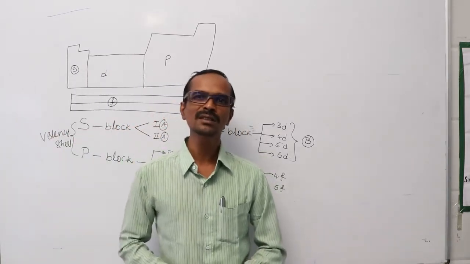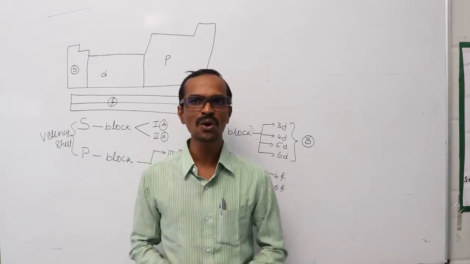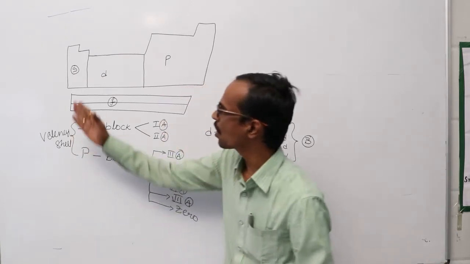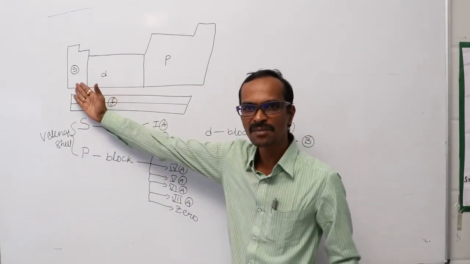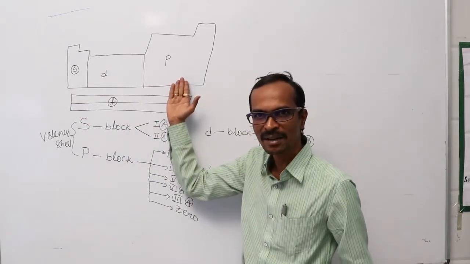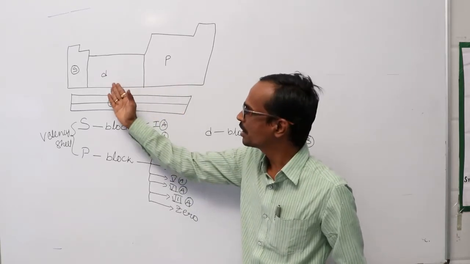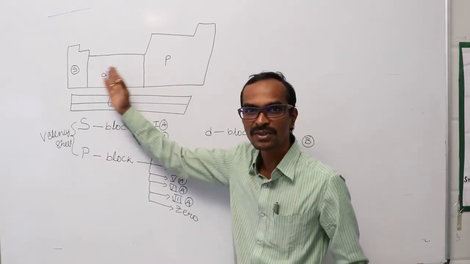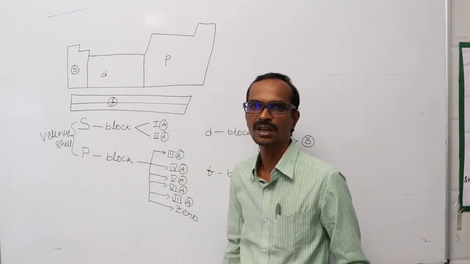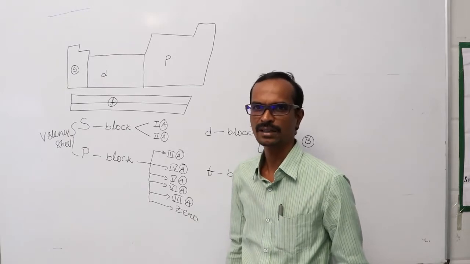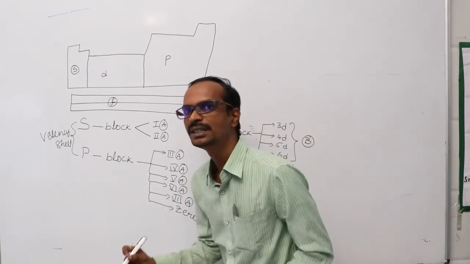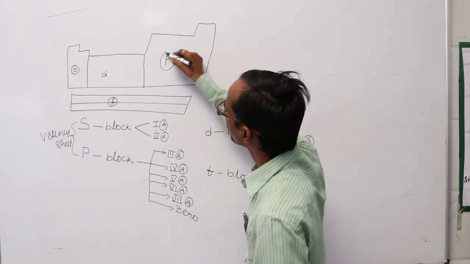If we want to discuss the position of these blocks in the long form of periodic table, we know that the s block elements are present in the extreme left hand side and p block elements are present in the extreme right hand side, and the d block elements are present in the middle of s and p block, and f block elements are placed separately at the bottom of the periodic table. Right. Now we are going to discuss these p block elements.